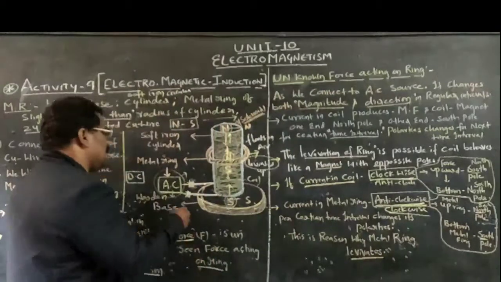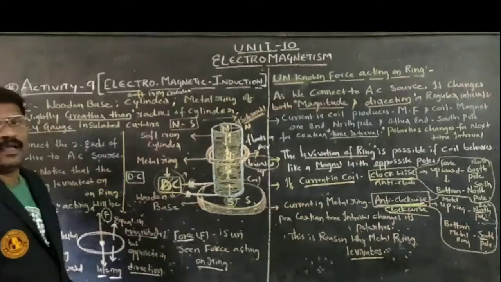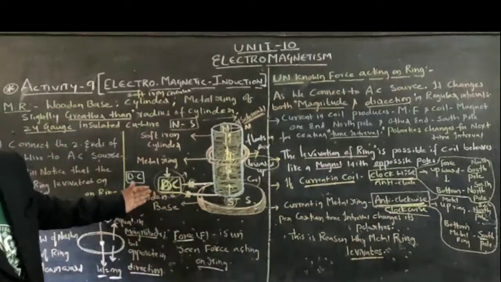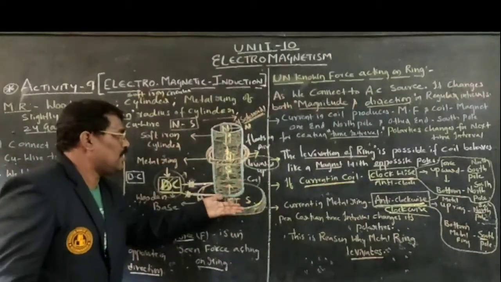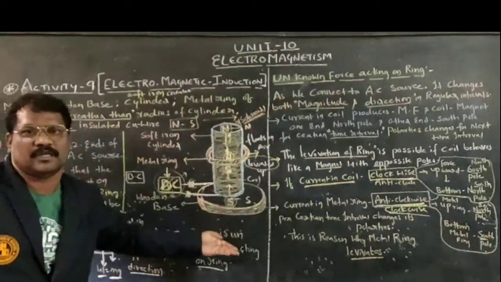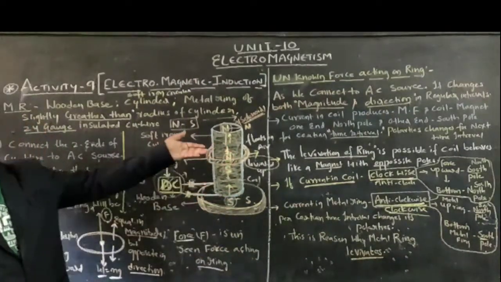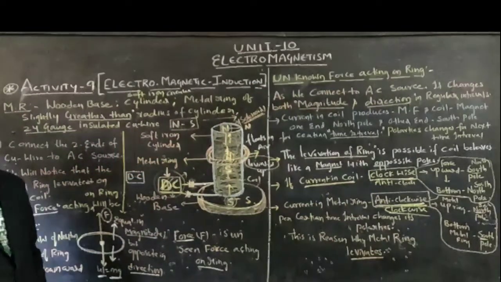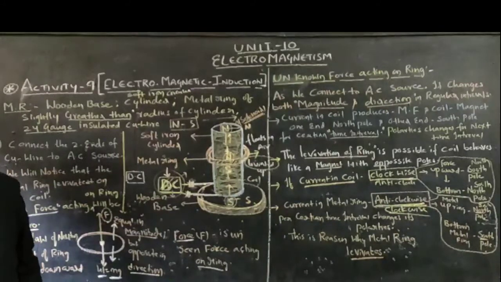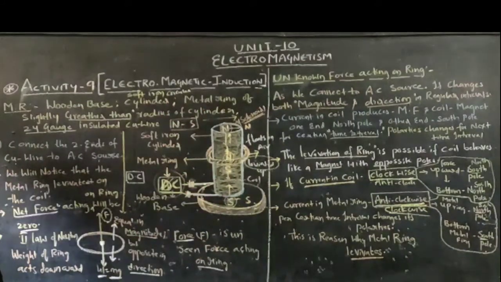When we take out this particular AC source and connect to a DC source, what happens there? The metal ring, as it is at the bottom, will rise up slightly and immediately it falls down. Since the magnetic flux linked to that particular metal ring is zero when no current flows through that particular solenoid, the metal ring will be raised up and will fall down immediately.